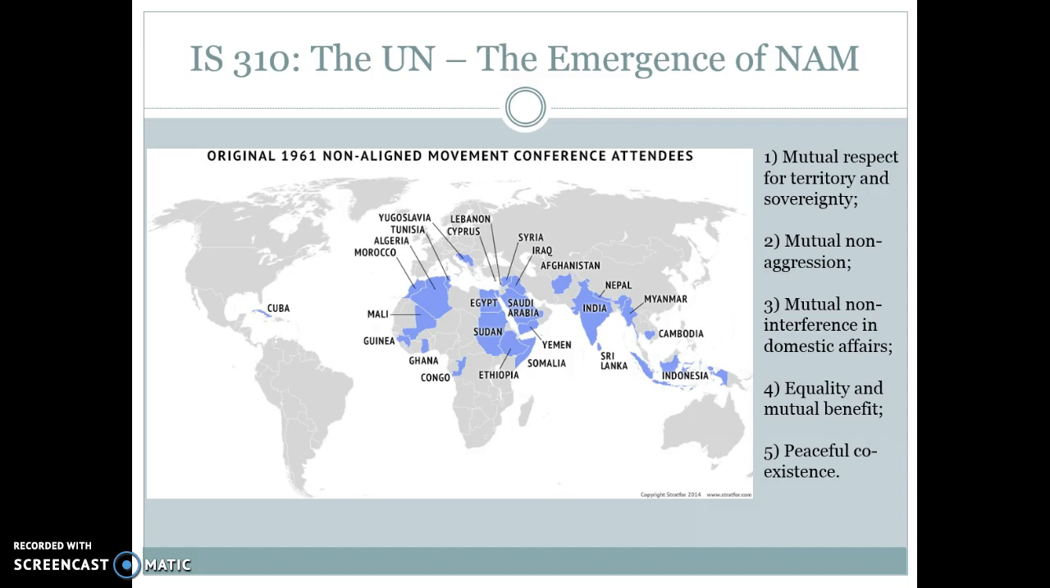They emerged and they pledged to do these things vis-a-vis each other. So what this is, is an IGO, the non-aligned movement. It still exists.